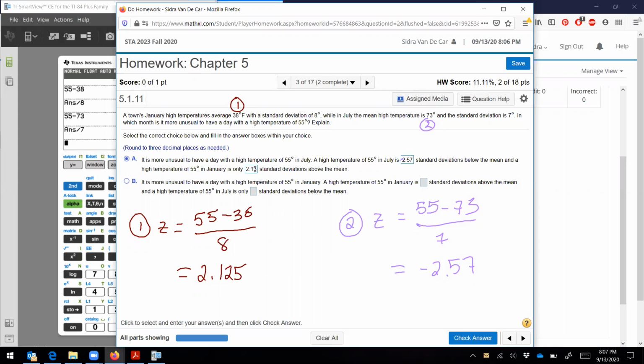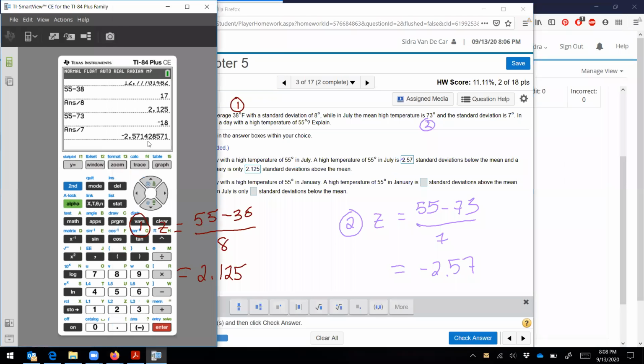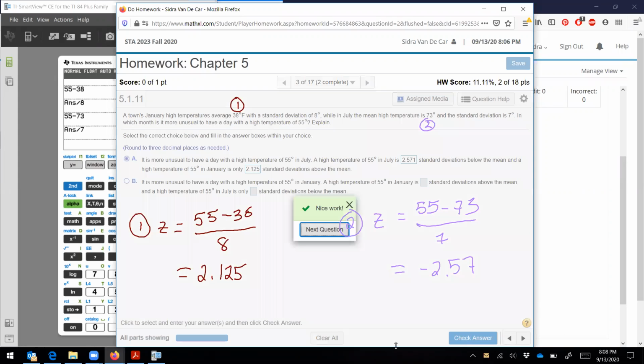2.125. I don't know why they did that, because these scores usually are rounded to 2 decimal places, and everything that I give you in Canvas is going to ask you to round to 2 decimal places. So z-scores are usually always 2 decimals. Okay, so now we got the 3rd decimal on there. Let's check our answer again. Thank you very much. You're welcome.